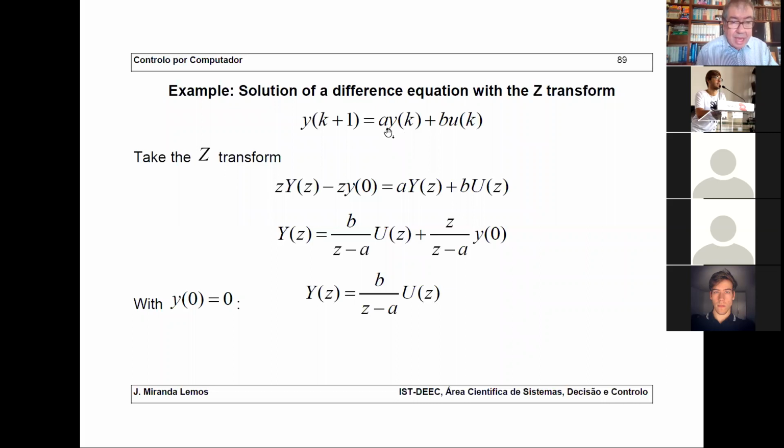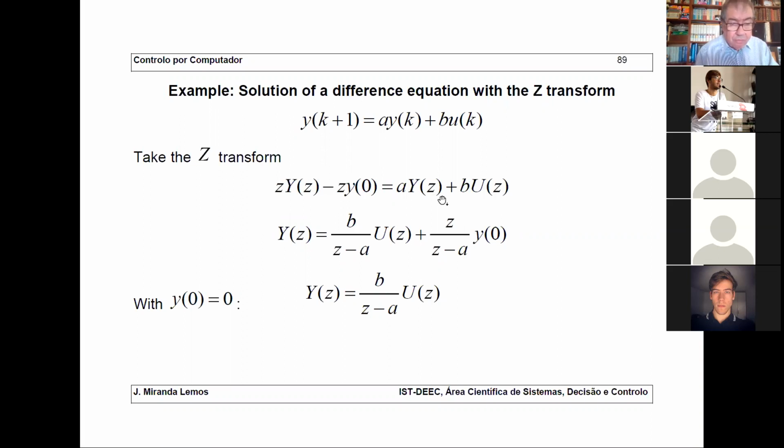Now by linearity, you have the sum of two terms. You know that the z-transform of a linear combination of y and u is the linear combination of the corresponding z-transforms. Now, what you have here is an equation in terms of y, because you have y of z here, y of z here. y of 0 is a constant that you know, and u of z is something that you know, because you know u of k, so you can compute u of z.